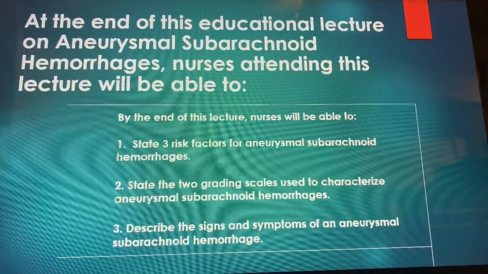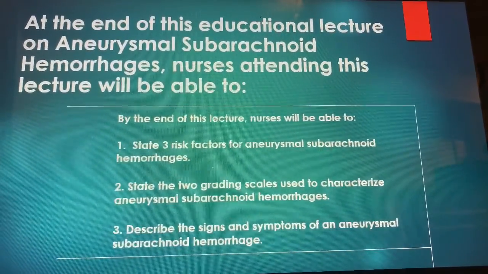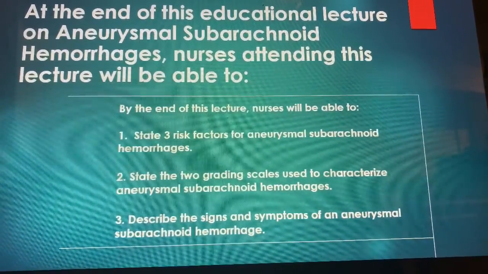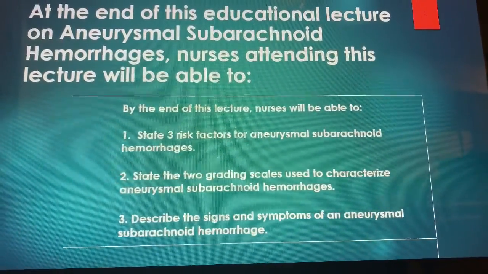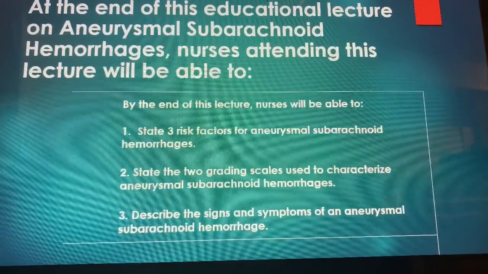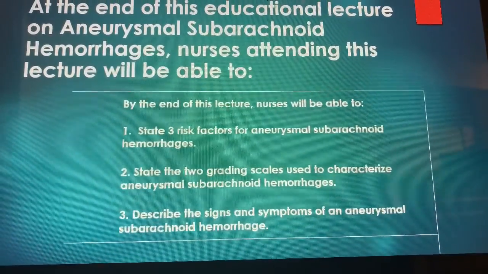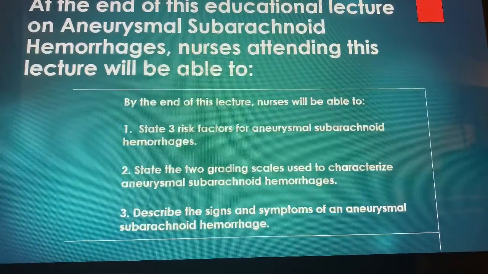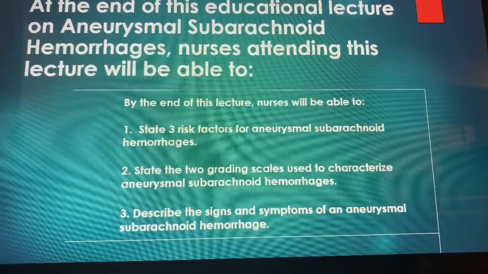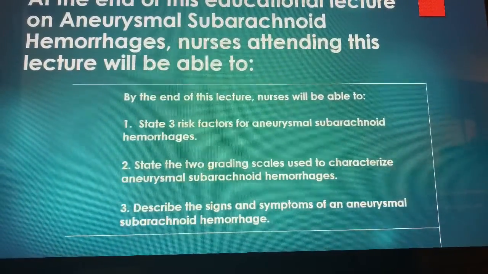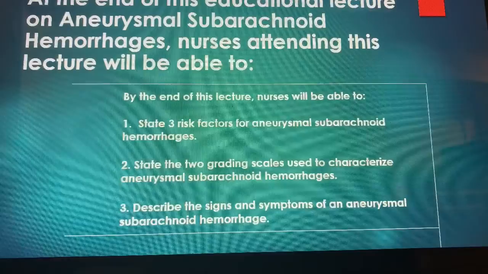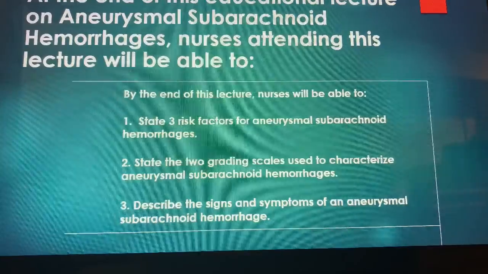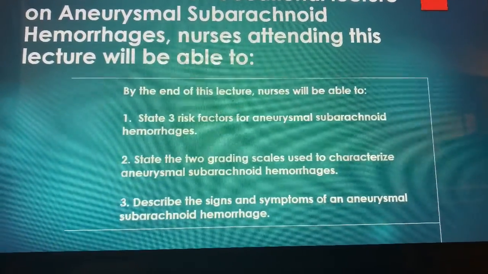All right, so now that we're all looking at the PowerPoint, let's read through these learning objectives that I've outlined for today. By the end of this lecture, I want all of you to be able to state at least three risk factors for aneurysmal subarachnoid hemorrhages, to be able to state the two grading scales that are used to characterize aneurysmal subarachnoid hemorrhages, and finally, to be able to describe the signs and symptoms of an aneurysmal subarachnoid hemorrhage. So now that we've outlined what we're going to learn today, let's dive right in.